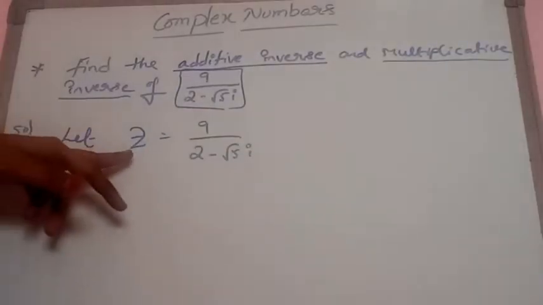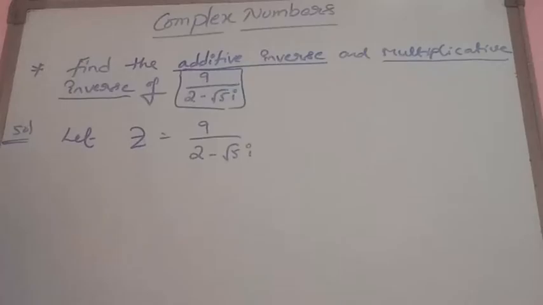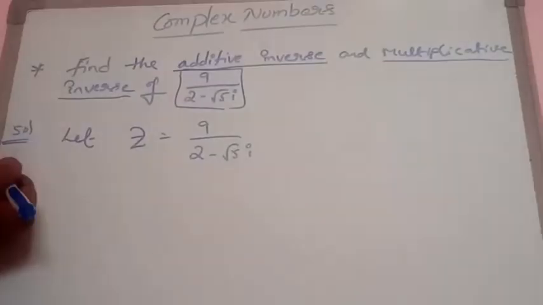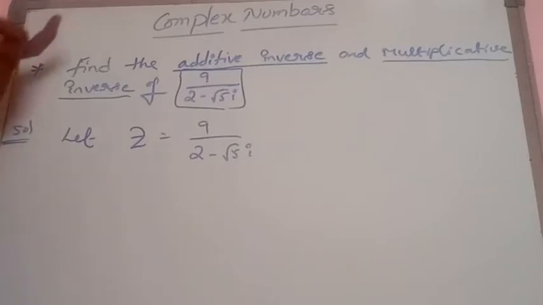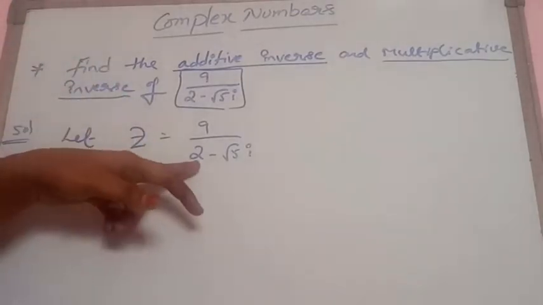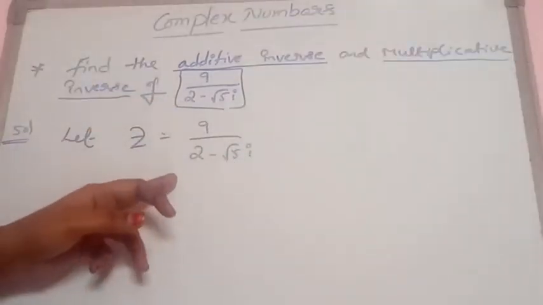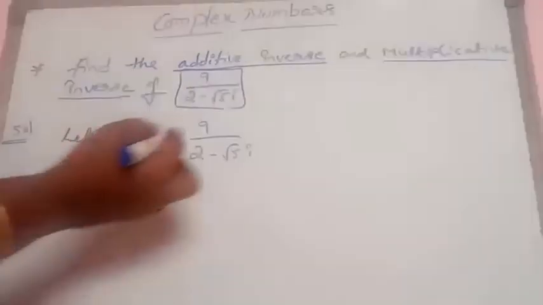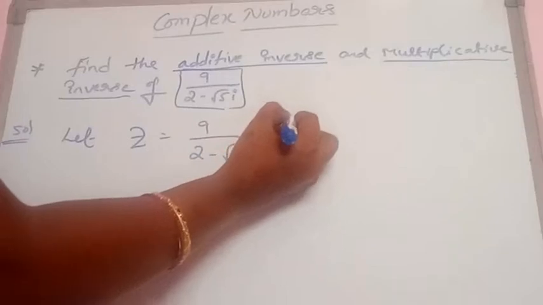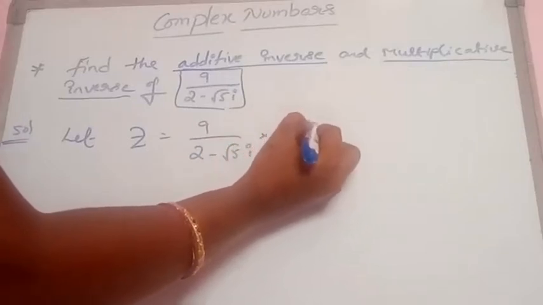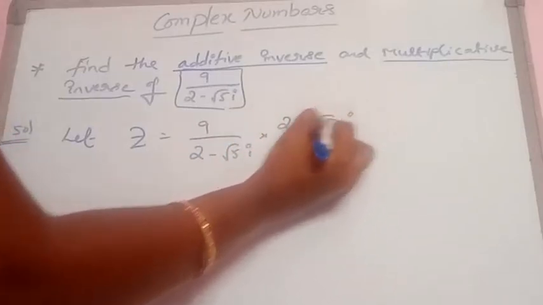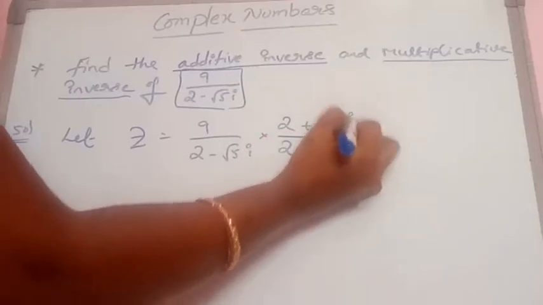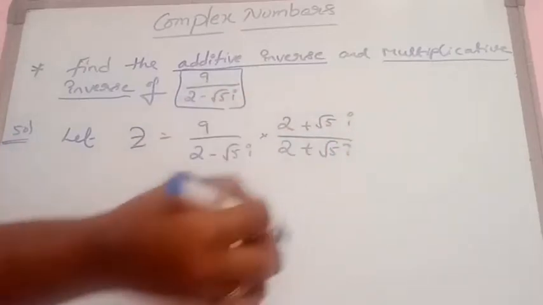First of all, we have to observe this one. This is not a complex number, so this is the denominator containing a complex number. In earlier topics, when the denominator contains a complex number, we have to multiply and divide by the conjugate of the complex number.